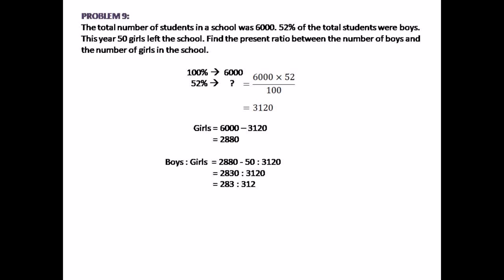On cross multiplying both sides we get 6,000 into 52, on the whole divided by 100, gives 3,120 boys. Girls equals 6,000 minus 3,120 gives 2,880. Boys is to girls equals 2,880 minus 50 is to 3,120. That is 283 is to 312. Therefore boys is to girls equals 283 is to 312.